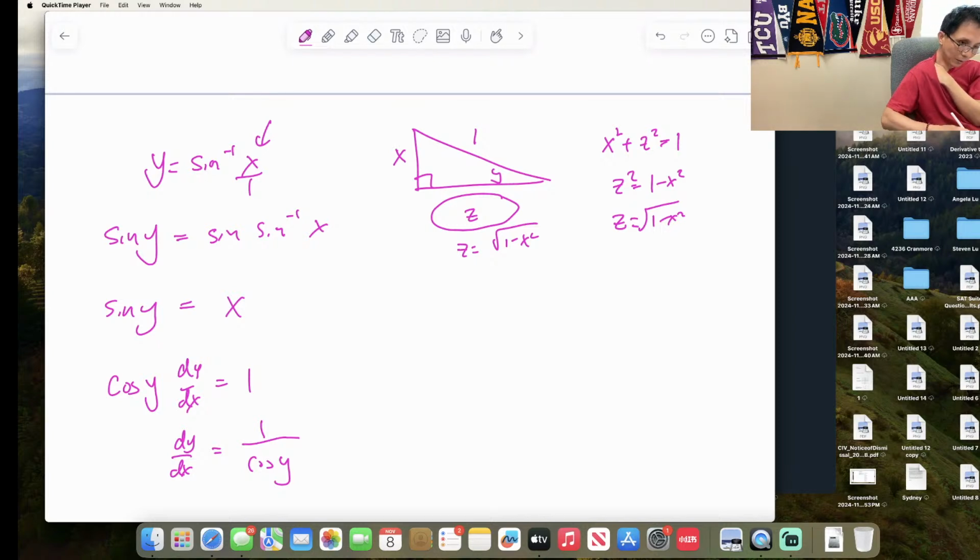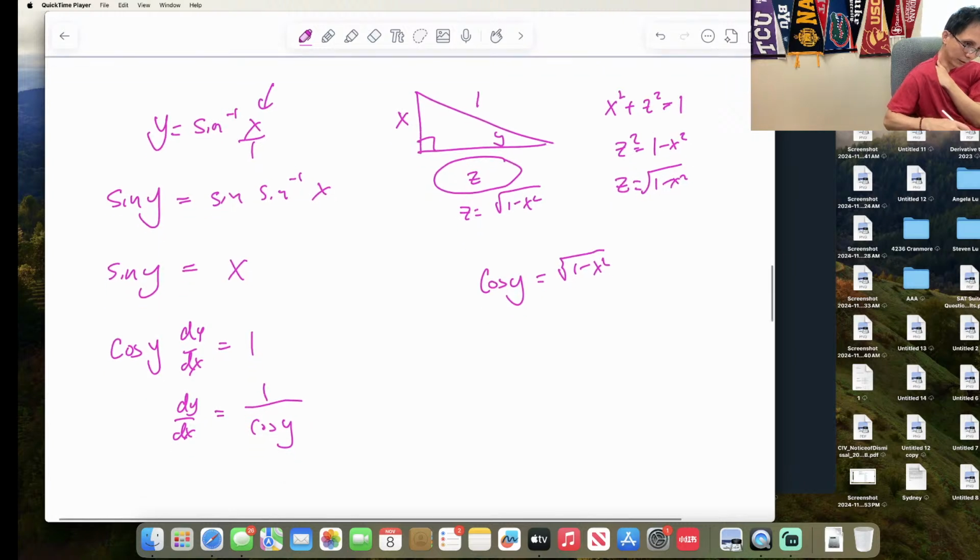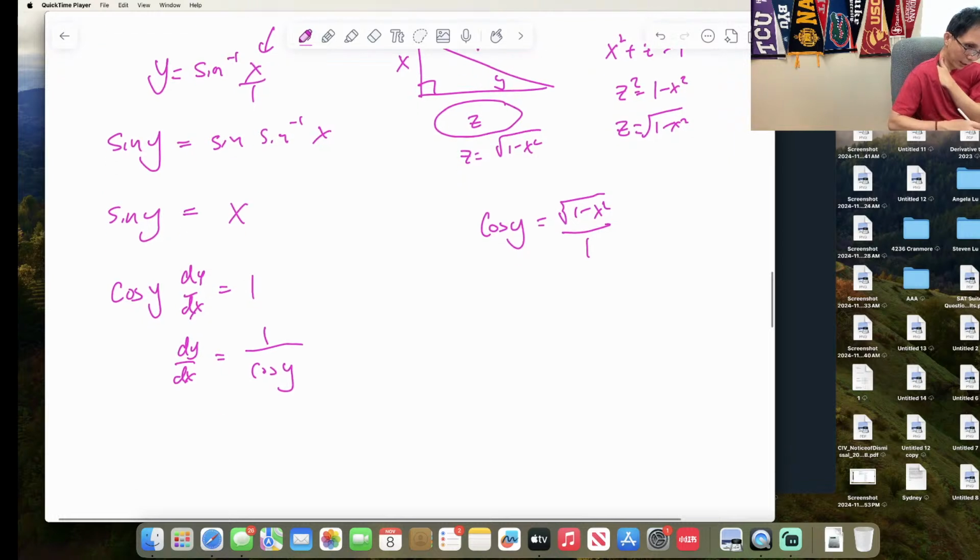So what is cosine of y? What is cosine of y? It's root of 1 minus x squared over 1, right? Over 1. And then that's equal to 1 over root of 1 minus x squared. So that's why the derivative of y in this case is 1 over root of 1 minus x squared. And that's the reason why they are that way.